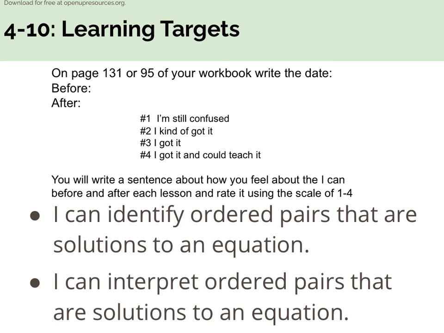So go ahead and turn back to page 131 or 95. Read the I can statements, 2 of them. I can identify ordered pairs that are solutions to an equation. I can interpret ordered pairs that are solutions to an equation. So we're looking at solutions, equations, tables and graphs. Go ahead and write yourself a sentence about how you feel about it, and then give yourself a number. 1, I'm still confused. 2, I kind of got it. 3, I did get it. And 4, I can teach it to my friend.